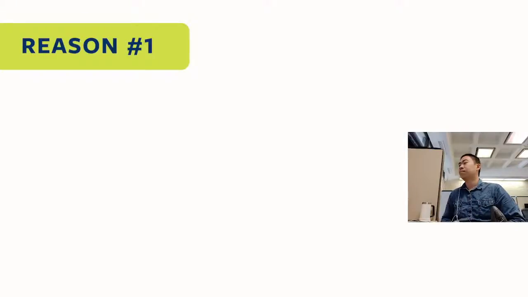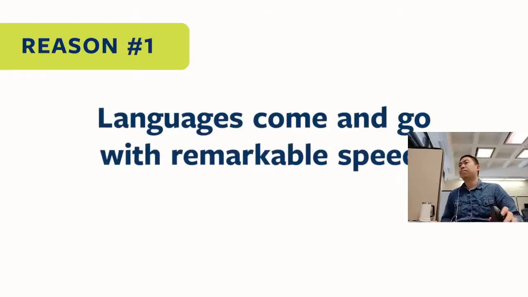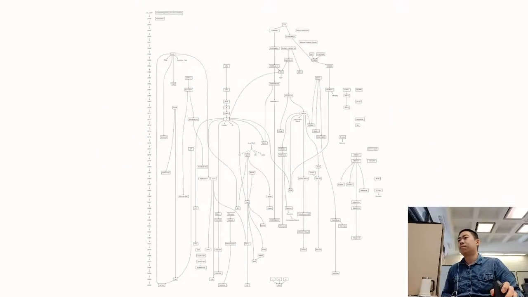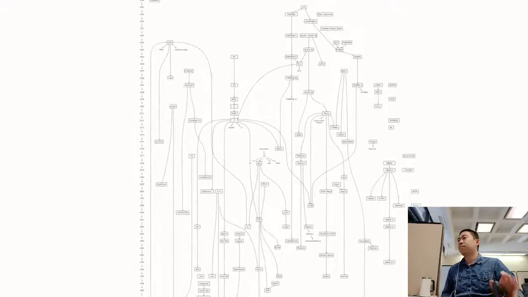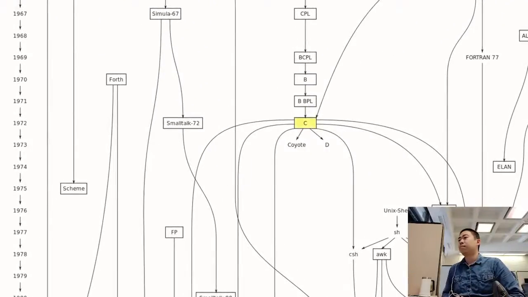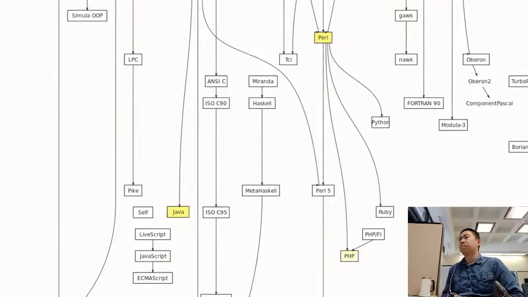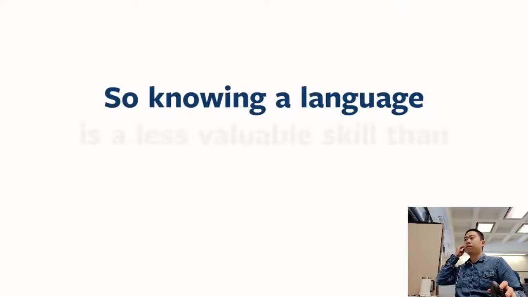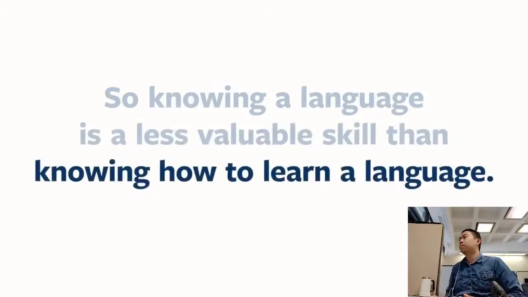Reason number one, programming languages come and go with remarkable speed. Here's the family tree of programming languages displayed at the Computer History Museum in Mountain View, California. At different times, software as a service has been written in C, Perl, Java, PHP, Ruby, Python, and JavaScript. Considering that software as a service has only been with us since about 1995, that's roughly a new language every 5 years. So knowing a language is a less valuable skill than knowing how to learn a language. That's how we're going to present our exposition of Ruby and later of JavaScript.